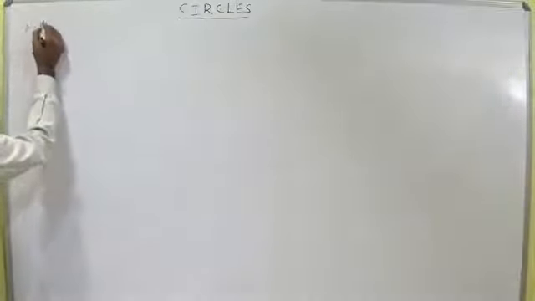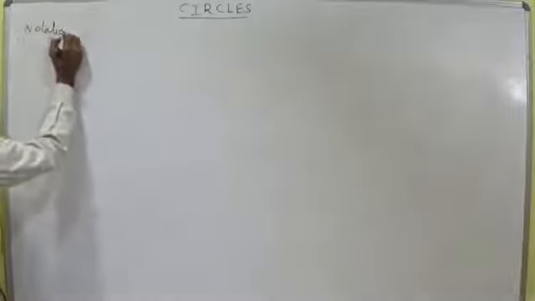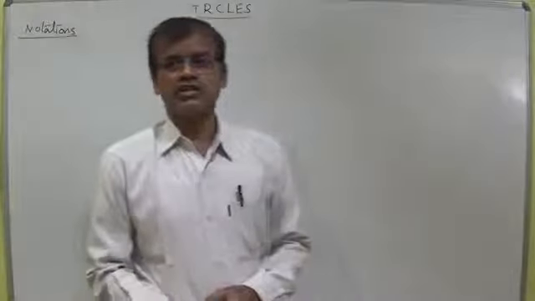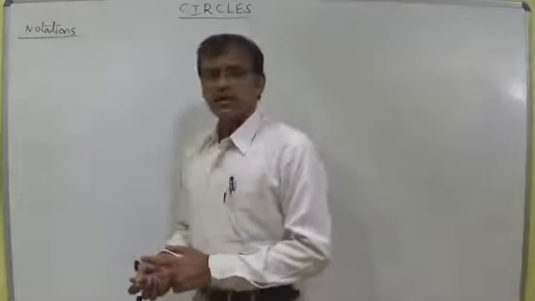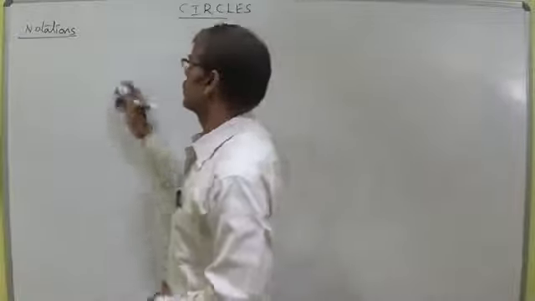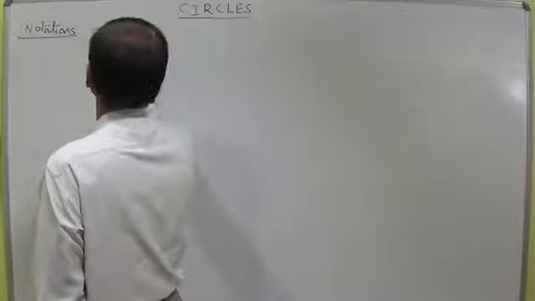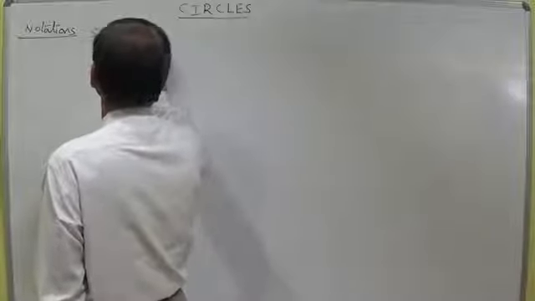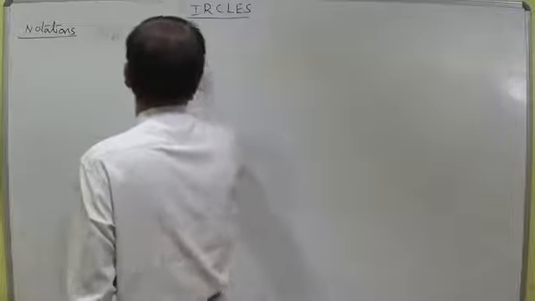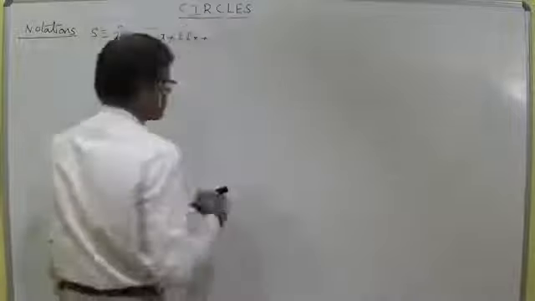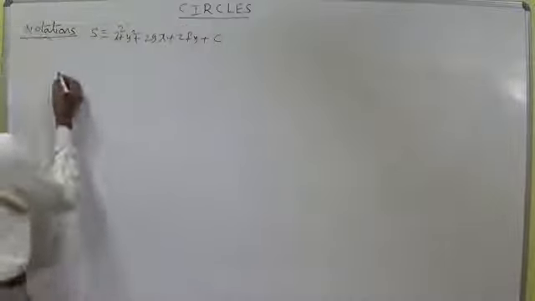notations. Notations regarding the chapter circles. From today onwards, the entire chapter, the notations we are now discussing are very useful. Here S is equal to the circle equation. S means x square plus y square plus 2gx plus 2fy plus c. That is the S notation.